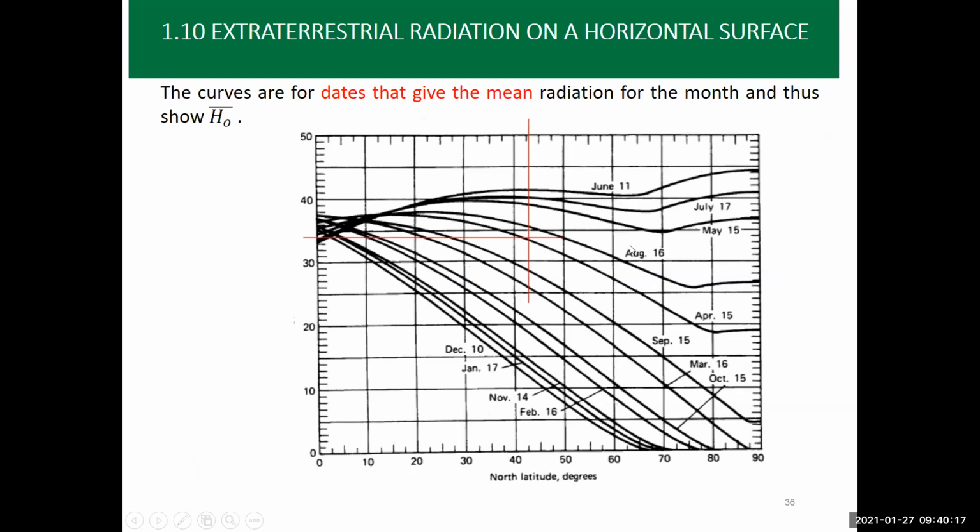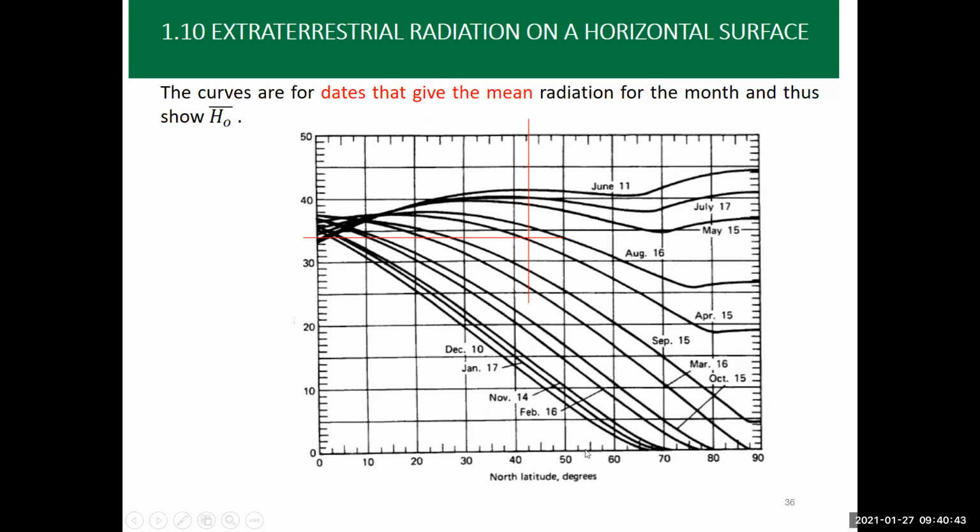For example, these are 12 lines. Each line is representing a certain month. June 11, July 17, May 15. And if you need somewhere in between, again, you're going to visually interpolate. Like I'm looking for August 30. The 30th of August, maybe I can come up with something here for the instantaneous value. But as long as the month is concerned, every one of them is representing a month.